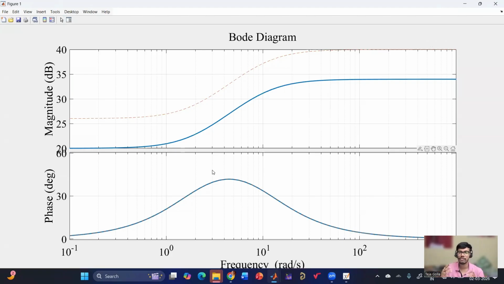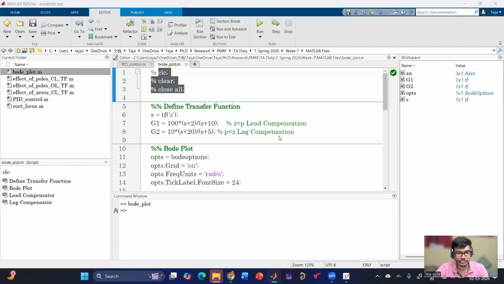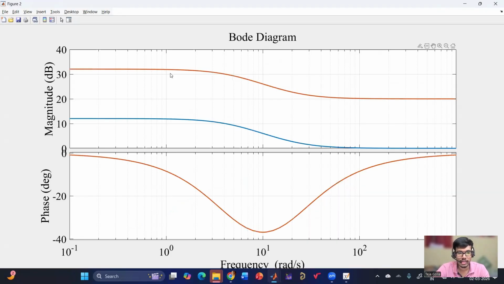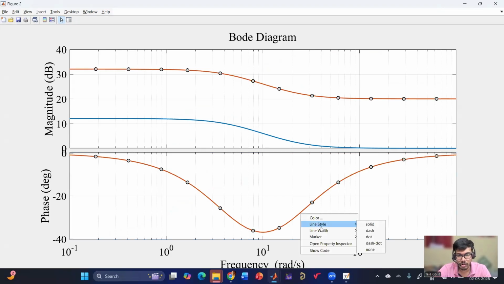So if I need phase lag, then I'll use lag compensation. But if I need gain to be above or below, then I can play with the K. So either I can shift the magnitude plot above or I can shift the magnitude plot below. Similarly, in the case of the figure 2, this is a lag compensation. But if you see, the gain is higher in the second case. So the orange is above, but the lag, the phase plot, is same for both.